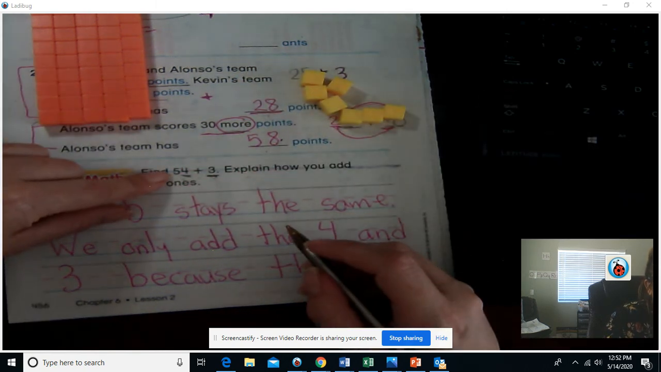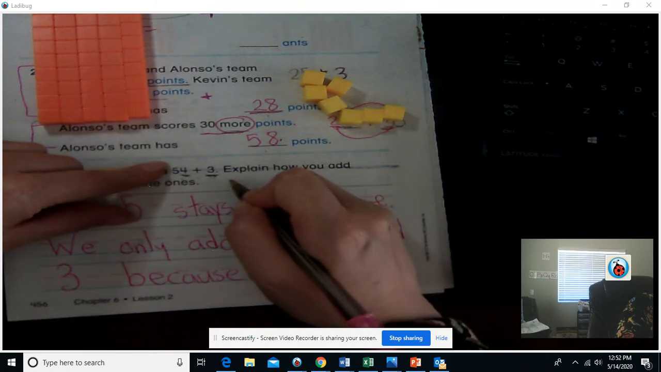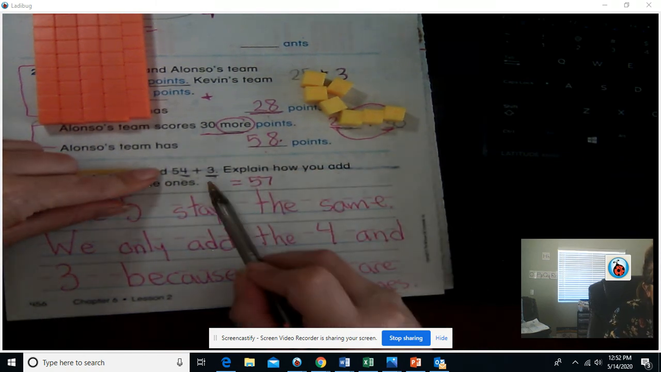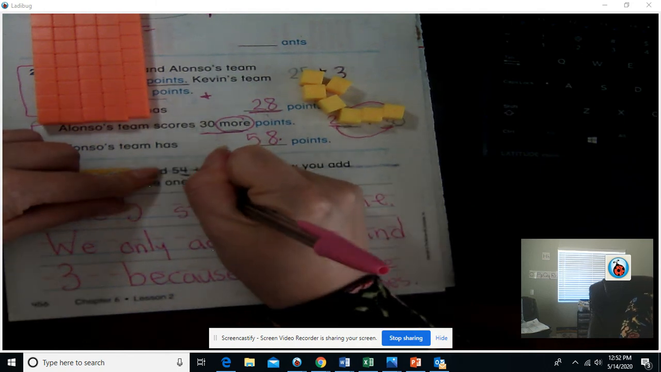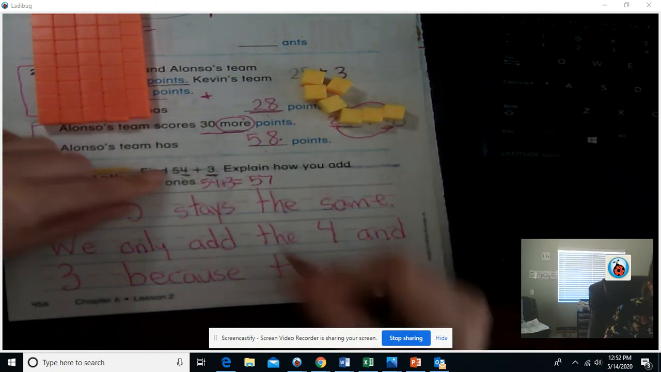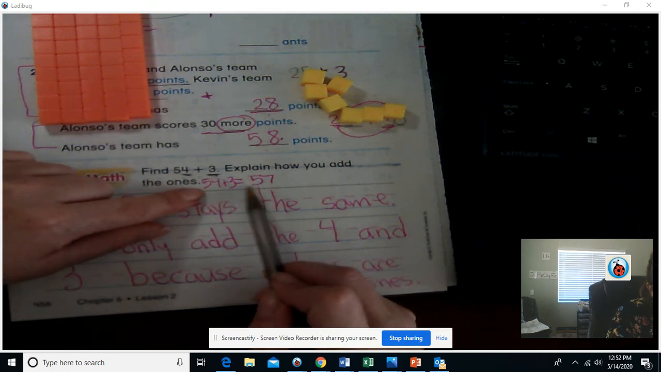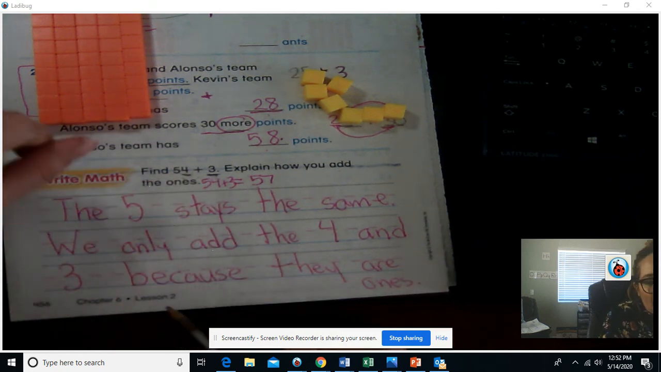So 54 plus 3 equals 57. 54 plus 3 equals 57. The 5 stays the same. We only add the ones place value.